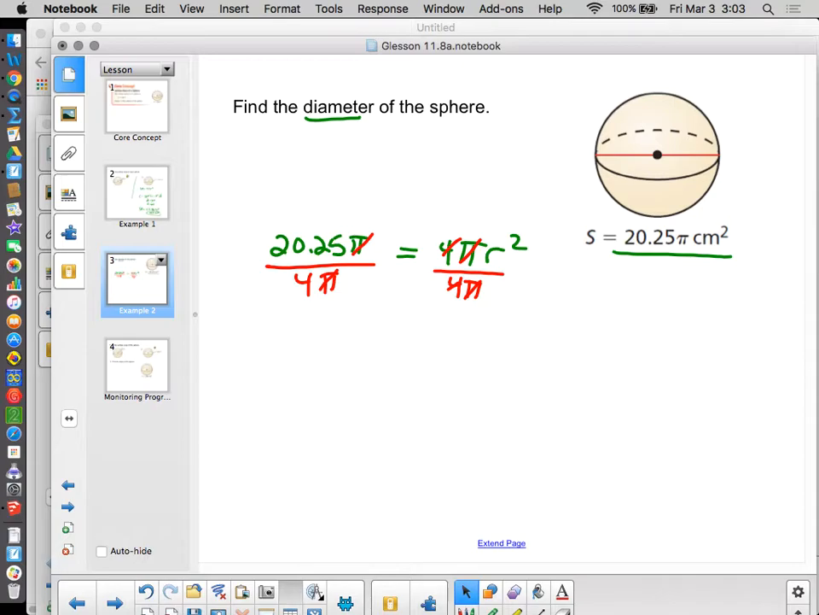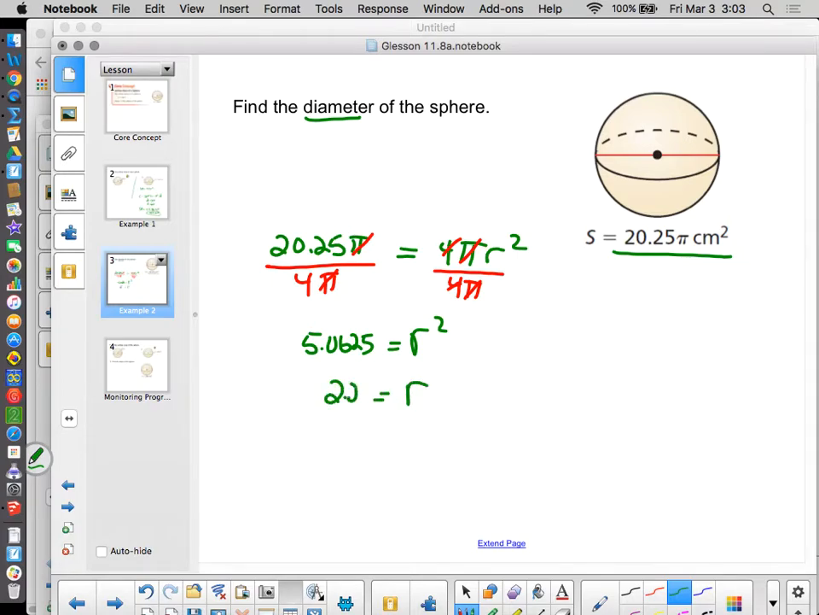Let me try this again. 20.25 divided by 4, putting the right numbers in: 5.0625. So the square root of that, and I get radius equals 2.25. Okay? So my radius is 2.25, which means my diameter is 4.50, and the unit is centimeters.